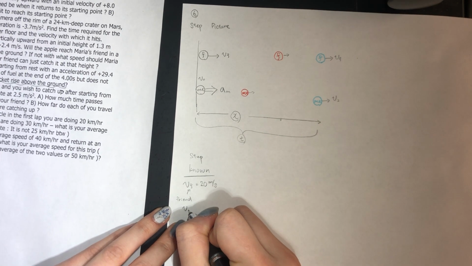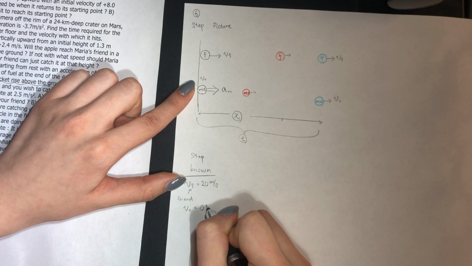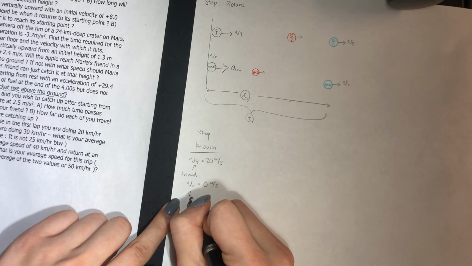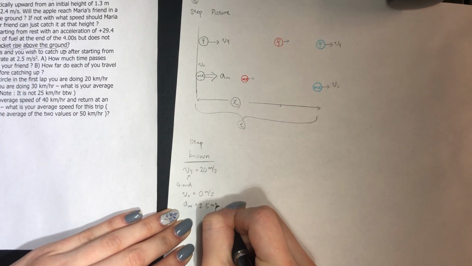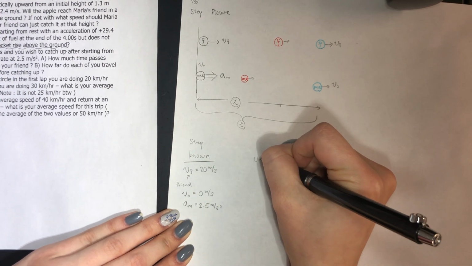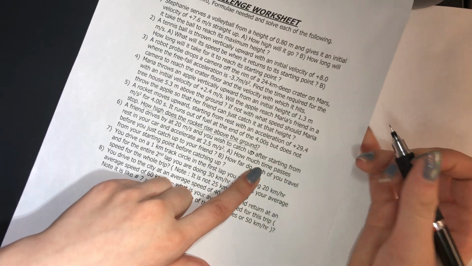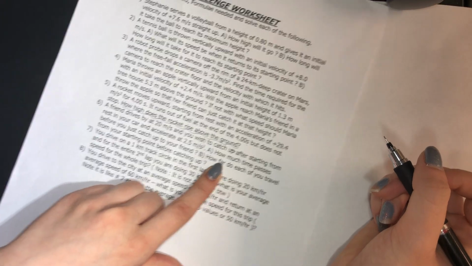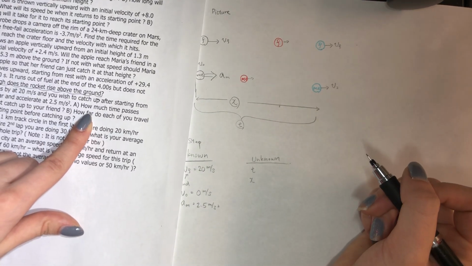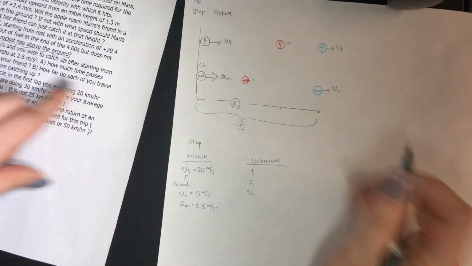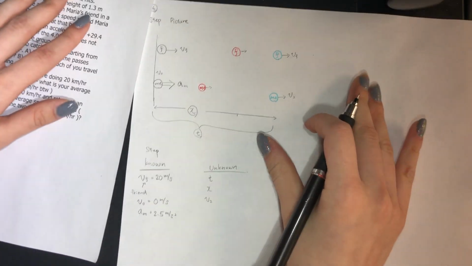Now let's look at us. What is our initial velocity? 0, we are starting from rest. And we also accelerate, and they tell us what that is: 2.5 meters per second squared. Okay, unknowns. The problem is asking us how much time passes. We need to find t. How far do we travel? X. I don't know if this is going to be relevant, but I'll just write it down. V2. We don't know what our velocity is when we catch up.